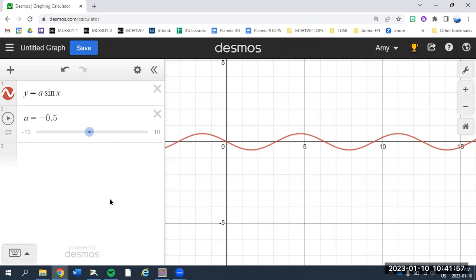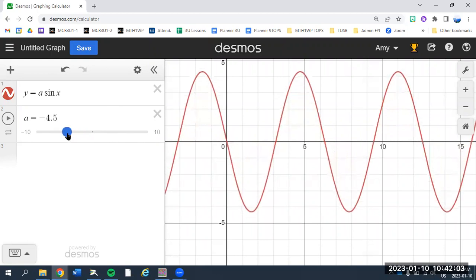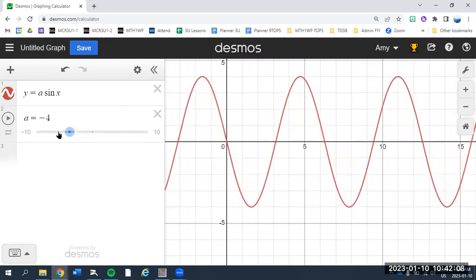Okay, is everyone comfortable with that idea? Good. Any specific questions? So as a prediction, if my A value is this, what will my peak be? Y equals what? 4. What will my trough be? Y equals negative 4. Okay, what transformations just occurred?